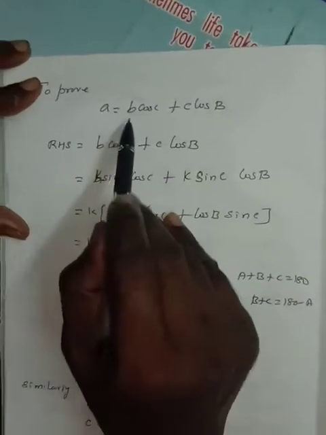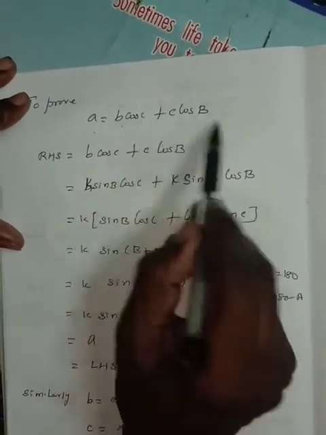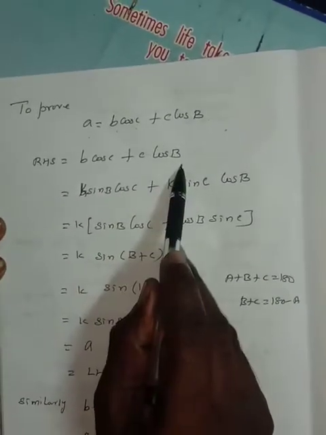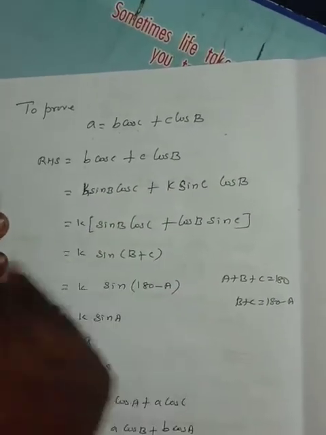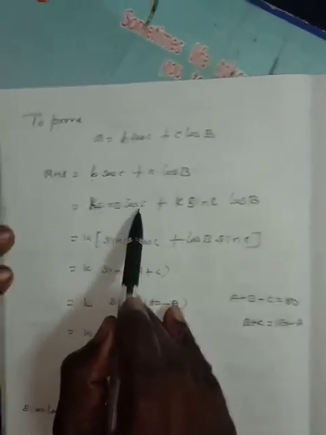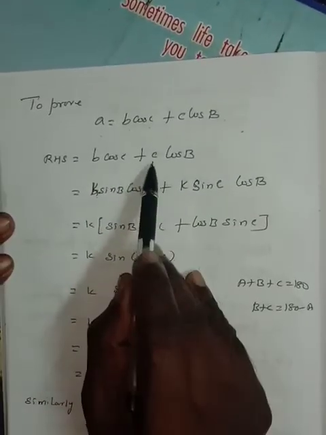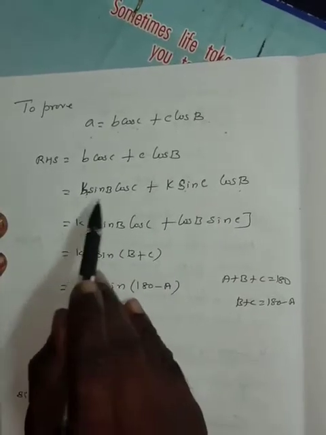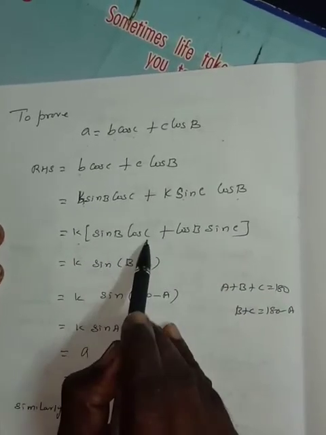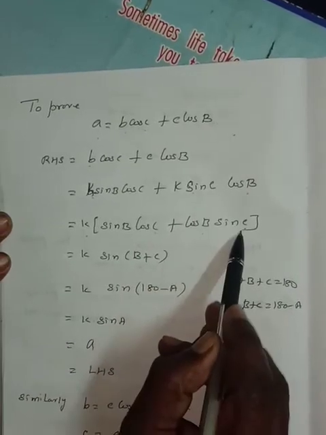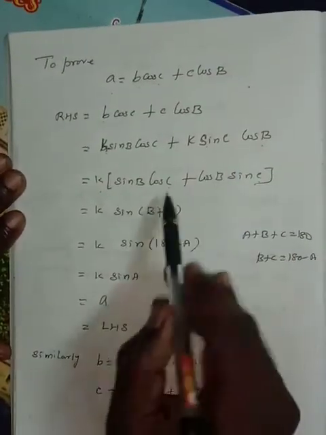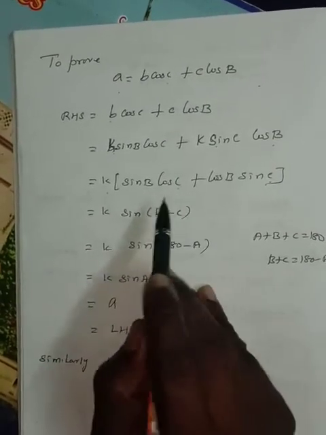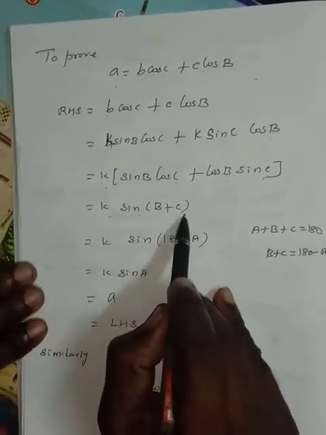Side a = b cos C + c cos B. Let us take the RHS, b cos C + c cos B. From the sine formula, k sin B cos C + k sin C cos B. That is k times the bracket sin B cos C + cos B sin C. We know that sin(B + C) = sin B cos C + cos B sin C. Therefore, k sin(B + C).